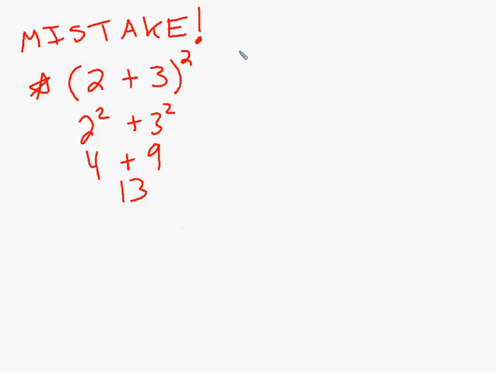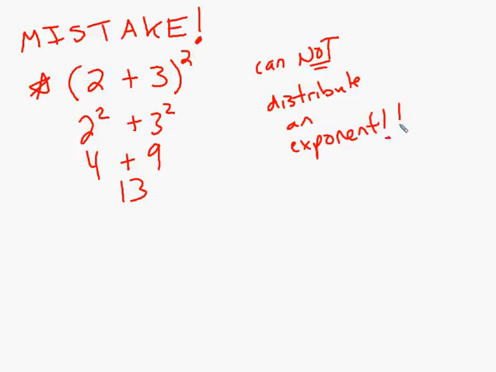All of that is wrong. I have done it wrong because of this rule. You cannot distribute an exponent. You cannot do that. Now there is going to be a rule that looks similar to this, but it has a difference and won't have a plus sign. When you have a plus or minus sign inside those parentheses, you can't distribute that exponent.